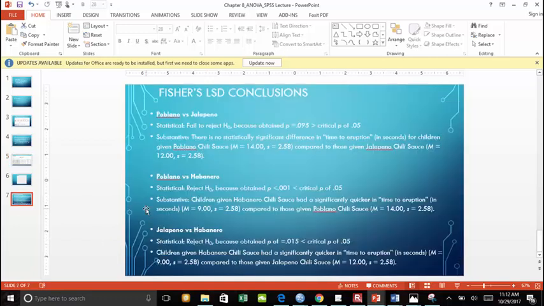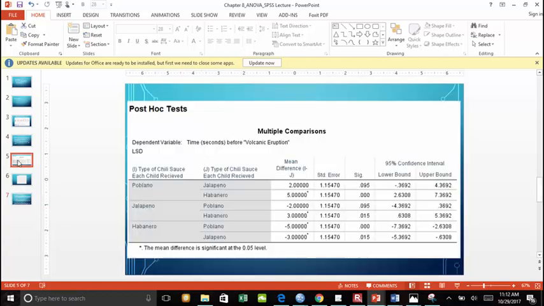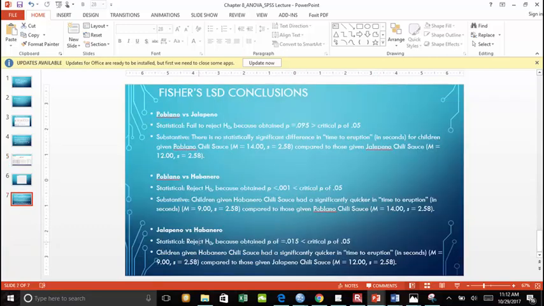And then our last comparison is jalapeno versus habanero. So here's jalapeno versus habanero. 3-second difference, and the significance value is 0.015. 0.015 is less than 0.05. So this is another statistically significant comparison. So we're rejecting the null because our obtained p of 0.015 is less than the critical p of 0.05.